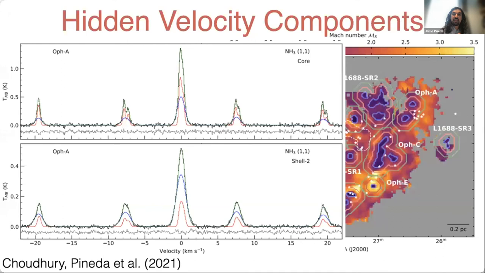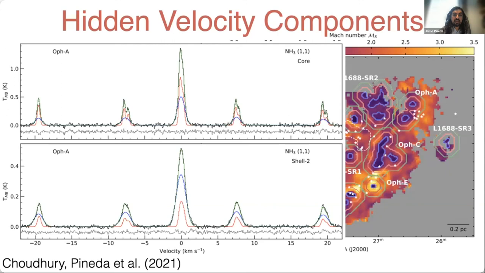That suggests that even two beams away, like two arc minutes away from the core, there is some subsonic gas present that we have not been able to resolve. So in that case, it suggests that maybe there are even more substructures, filamentary substructures or compact substructures, that are accreting subsonic material into the core and that we're not resolving. So this shows some of the future work that could be done.